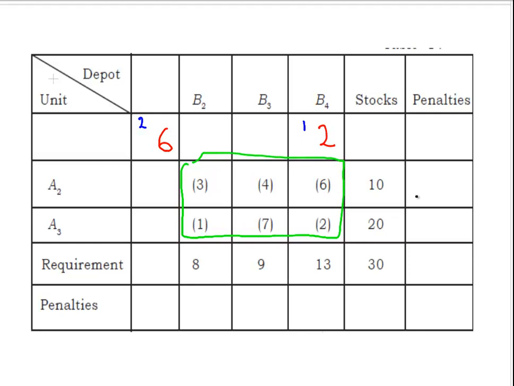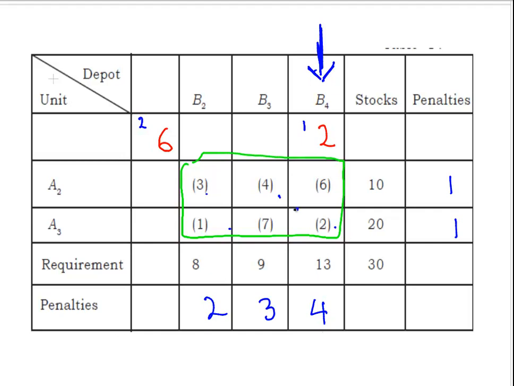So penalty cost here on row A2 is 3 and 4, the difference there is 1. 1 and 2, the difference there is 1. 1 and 3, the difference there is 2. 7 and 4, the difference there is 3. And 2 and 6, the difference there is 4. So we're going to pick this column, actually. We are going to go where the minimum cost is. So it's this cell here.